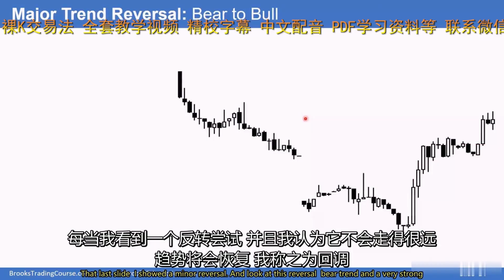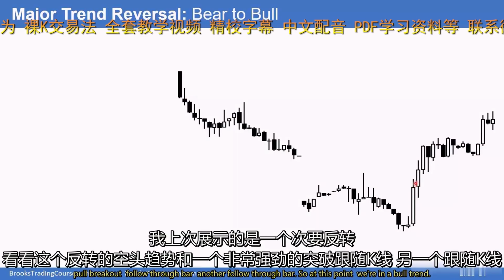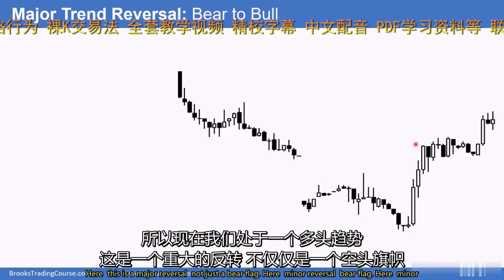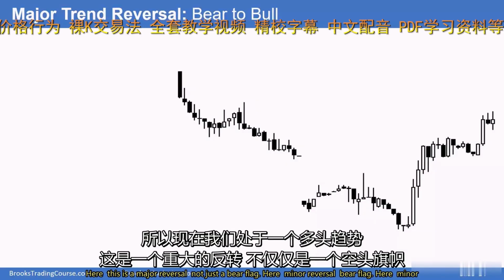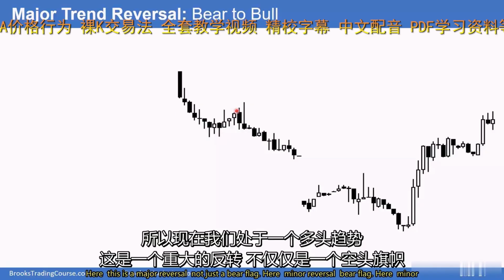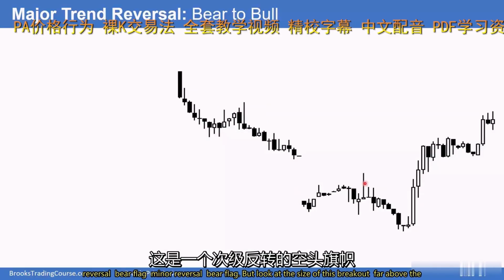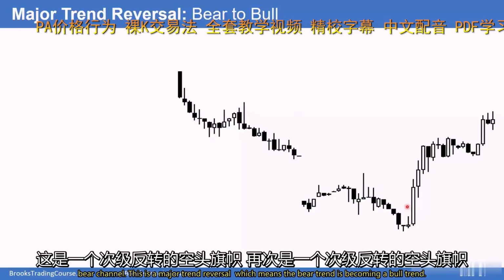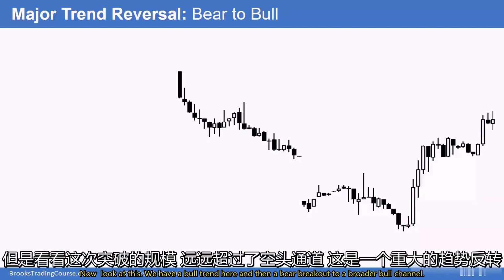That last slide, I showed a minor reversal. And look at this reversal, bear trend, and then a very strong bull breakout, follow through bar, another follow through bar. So at this point, we're in a bull trend. Here, this is a major reversal, not just a bear flag. Here, minor reversal, bear flag. Here, minor reversal, bear flag, minor reversal, bear flag. But look at the size of this breakout, far above the bear channel. This is a major trend reversal, which means the bear trend is becoming a bull trend.